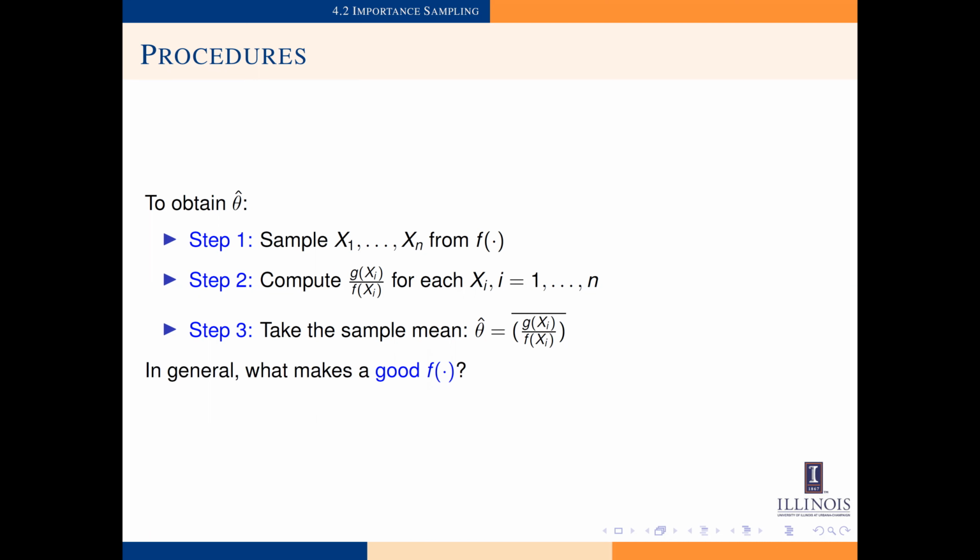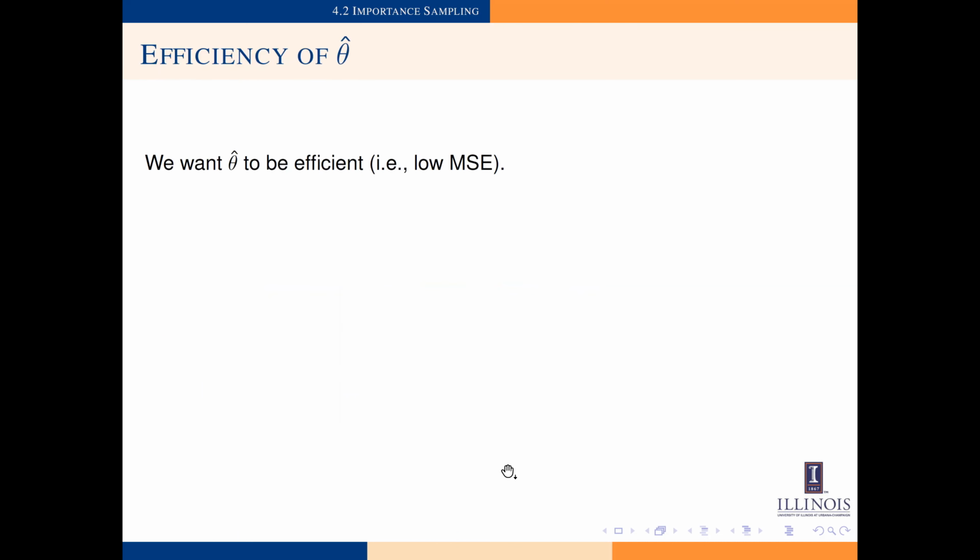So one question you might ask is, in general, what makes a good f? We know that the uniform density can be one choice of f, but as we talked about, this might not be the most efficient f that we can choose. So recall that for this week, we are interested in obtaining a theta hat that is efficient. Efficiency implies low MSE. So how can we choose an f so that the MSE of our theta hat is as low as possible?